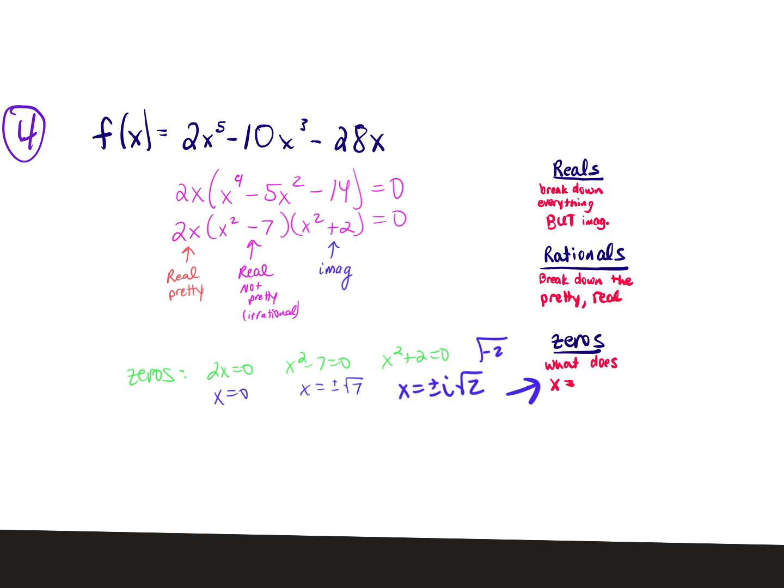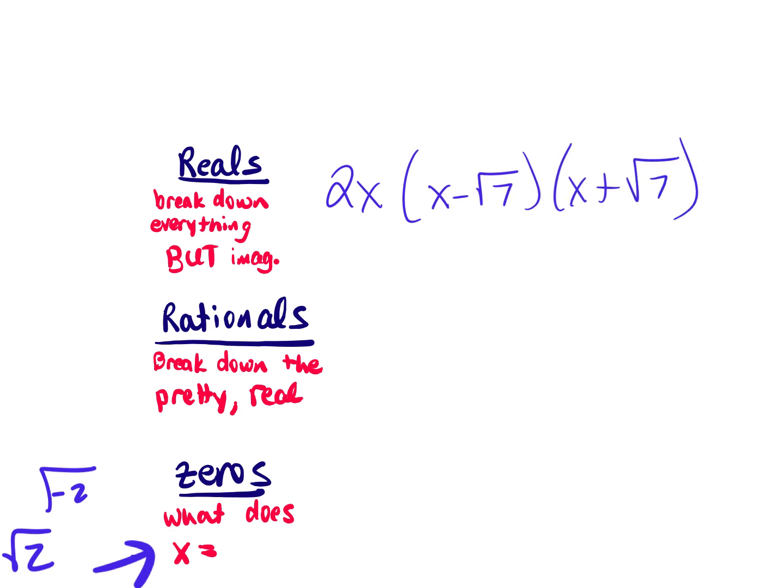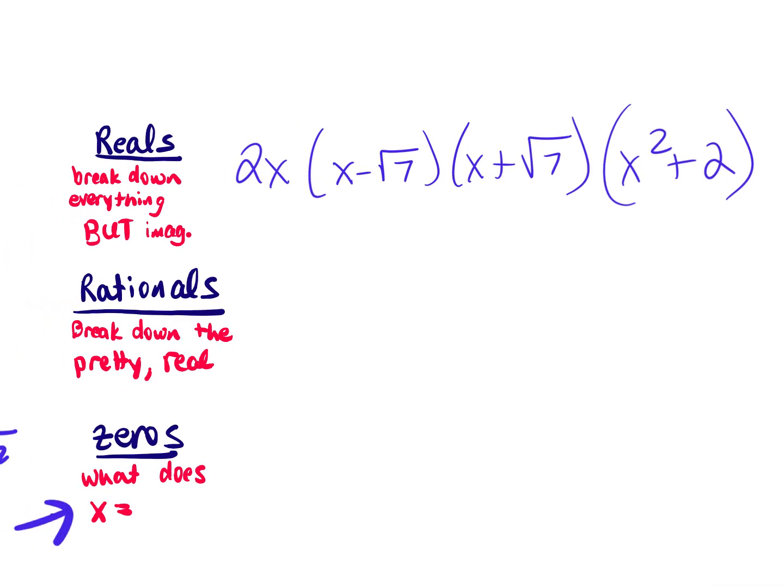That's fine. But how do you write your answers for irreducible over the reals versus irreducible over the rationals? All right, here's the difference. If it's real, you break down everything but the imaginaries, correct? So you would have 2x, because 2x equals 0. You would have x minus the square root of 7, x plus the square root of 7, because that's real, correct? And then you would leave x squared plus 2. You do not break that down anymore, because once you break it down, what does it become? Imaginary.